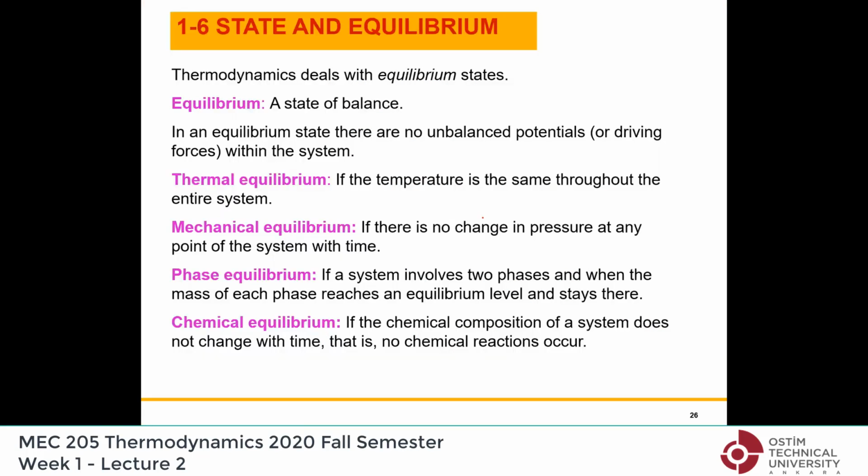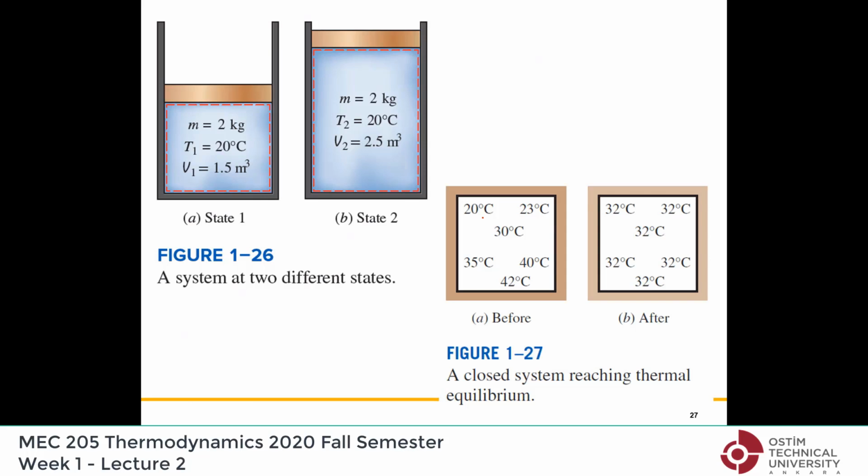Okay, everyone understands that. Now let's discuss also state and equilibrium before we take another break. Equilibrium is a state of balance, and thermal equilibrium is really temperature equilibrium. If a system has the same temperature throughout, we say it is in thermal equilibrium. And mechanical equilibrium means no unbalanced forces. Phase equilibrium, no phase changes. Chemical equilibrium, no chemical reactions. That is no change, a state of balance.